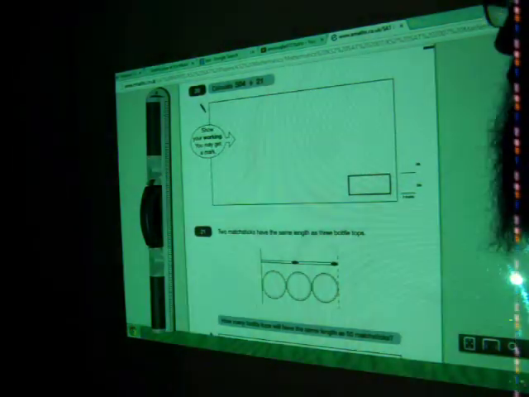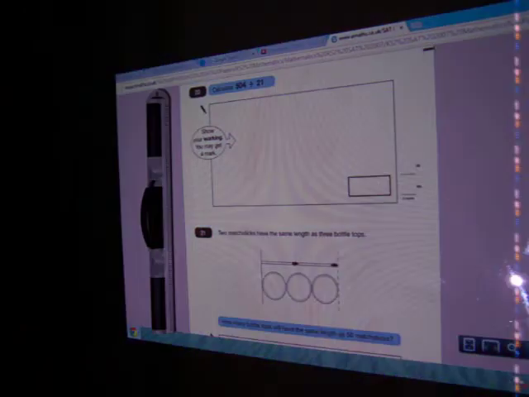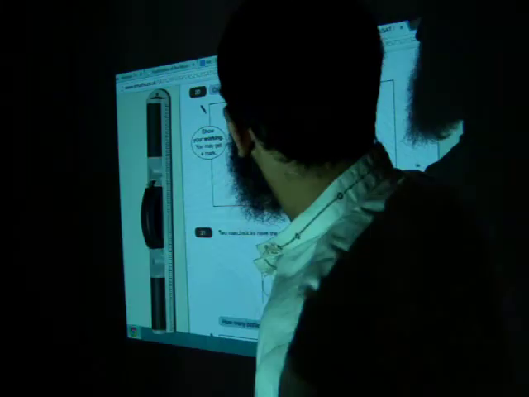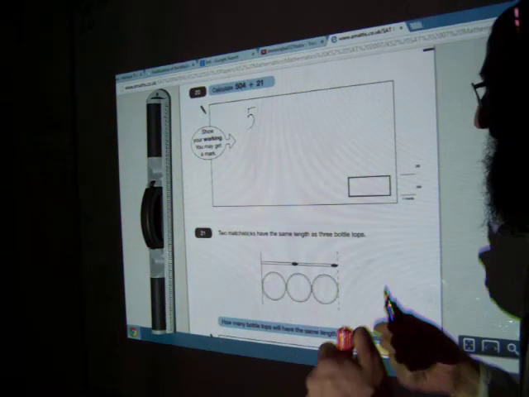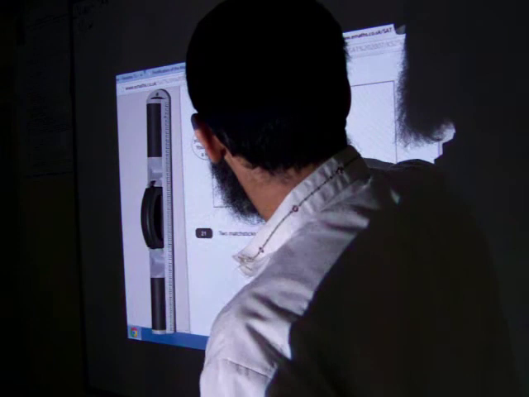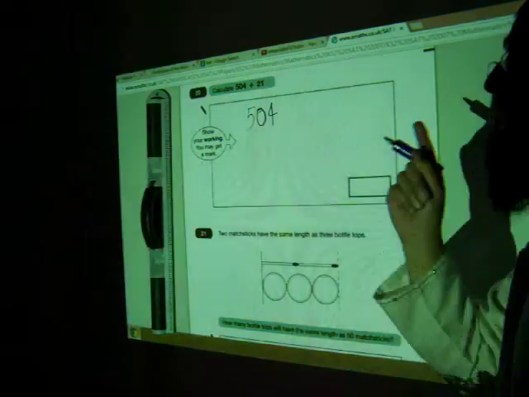Okay, we have 504 divided by 21. Can we use the calculator? No. Straight away. We leave the brain that God's given us and we go for the electronic brain.